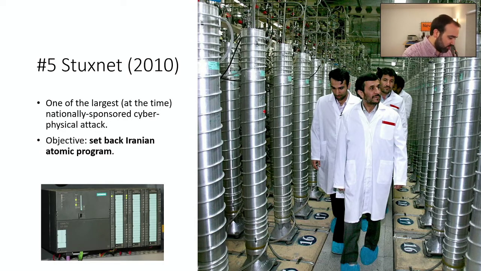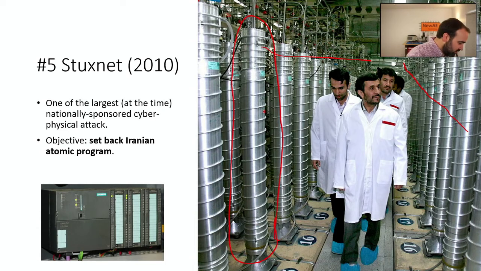What you have here in the photo at the right is a centrifuge. These centrifuges are used as part of uranium enrichment, so they're used in a nuclear program. You basically have uranium gas, and we're separating a heavier form that's more useful from a lighter form. The centrifuges spin very quickly to do that separation. You can see there's just rows and rows and rows of centrifuges in this centrifuge hall, and we have the Iranian leader touring this nice facility.